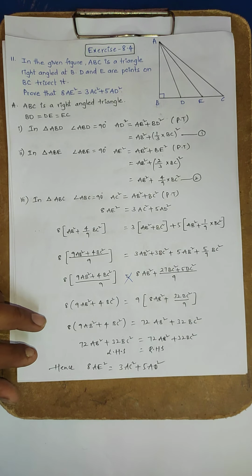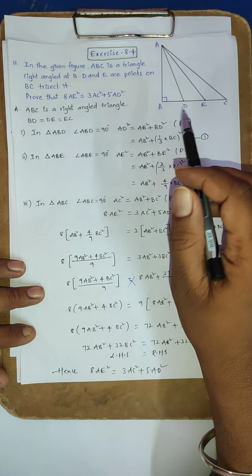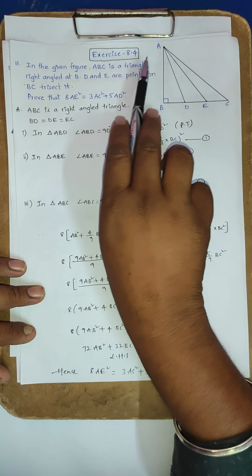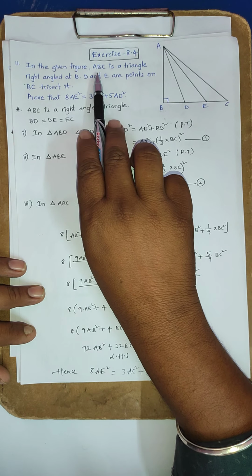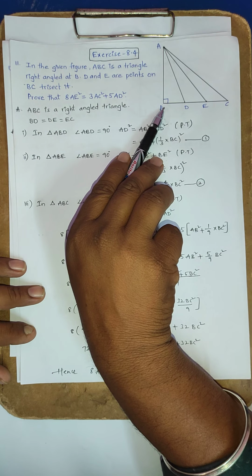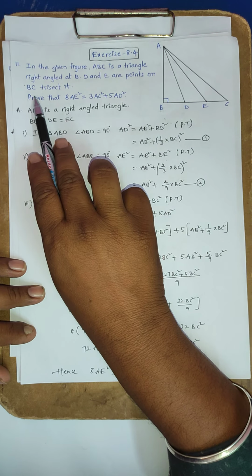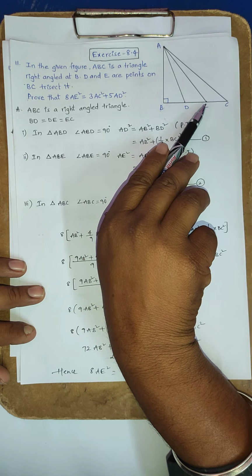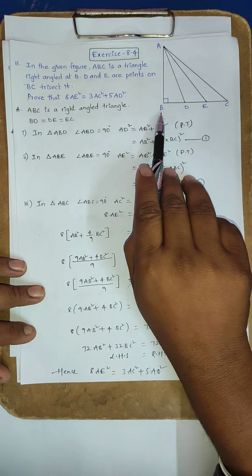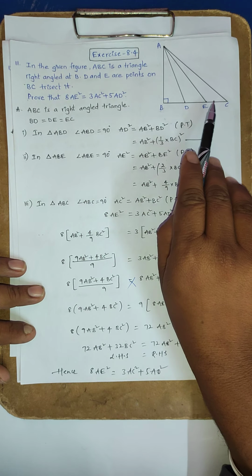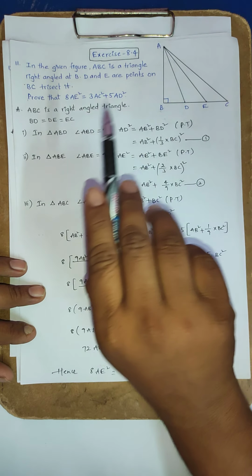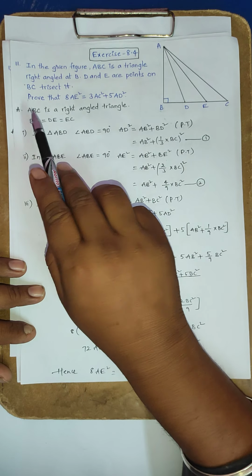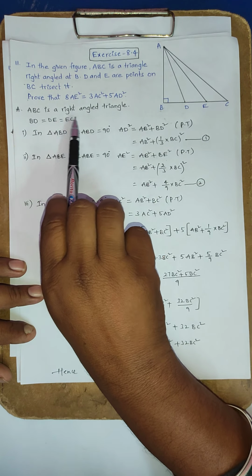Now next, the 11th problem, Exercise 8.4, 11th problem. In the given figure ABC is a triangle right angled at B. Here D and E are points that trisect BC. It means the lengths of BD, DE and EC are the same. If BD is 2 centimeters, this one is also 2 centimeters, this one also 2 centimeters. Then prove that 8 AE square is equal to 3 AC square plus 5 AD square.